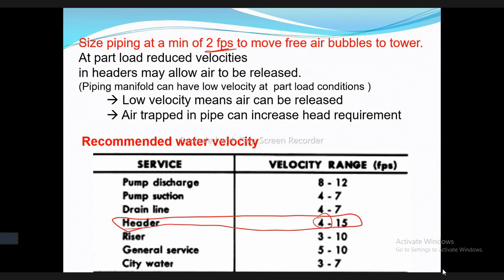I hope you have understood this. This is again a recommendation from the Carrier Handbook. This is adopted by ASHRAE also. I'm not sure whether this is in the ASHRAE Handbook or not, but this chart is from the ASHRAE Handbook.